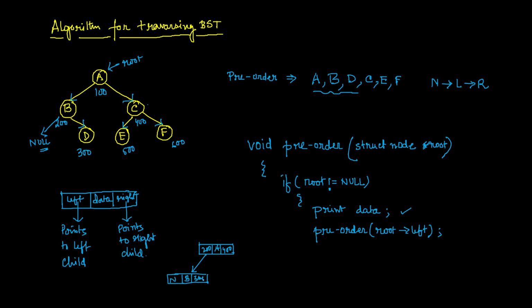Right address is 300, that's why it is pointing to D, whose both sides are null, because it is a leaf node. And in this way continue with the other nodes. I hope you can understand easily. So that means we have called this preorder root left. So root left contains the address of the node B.